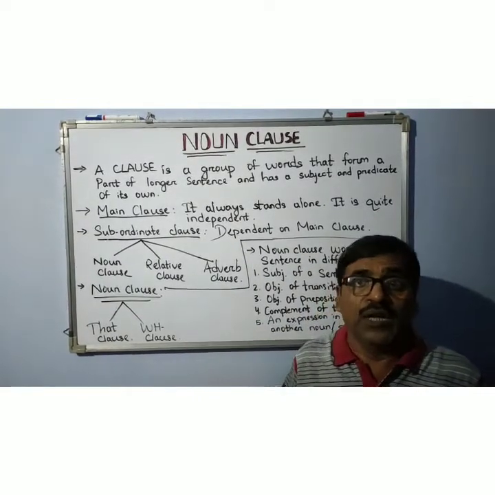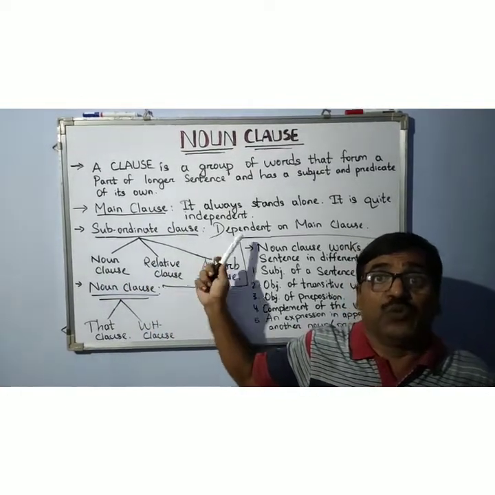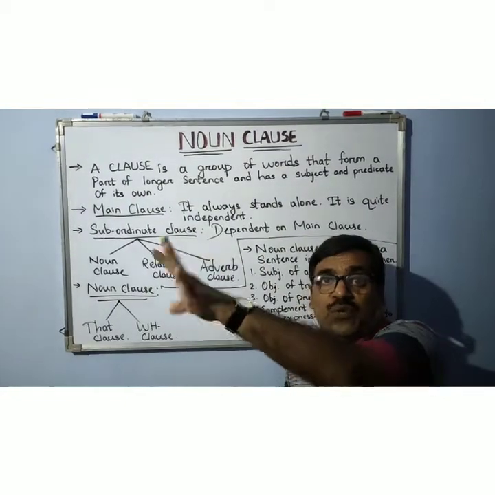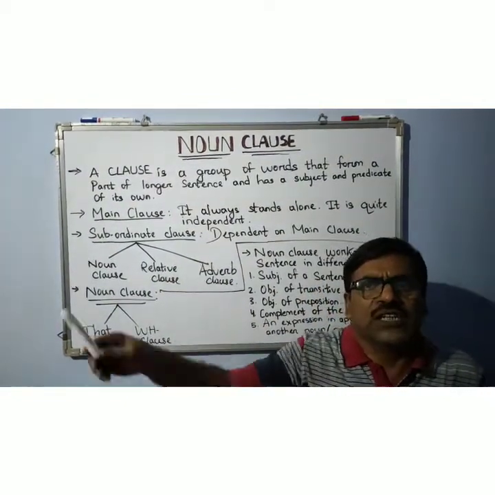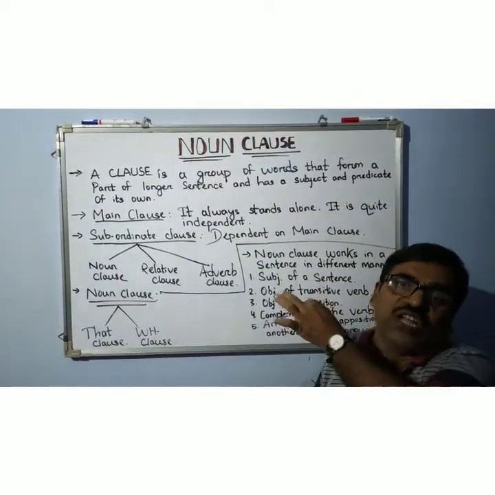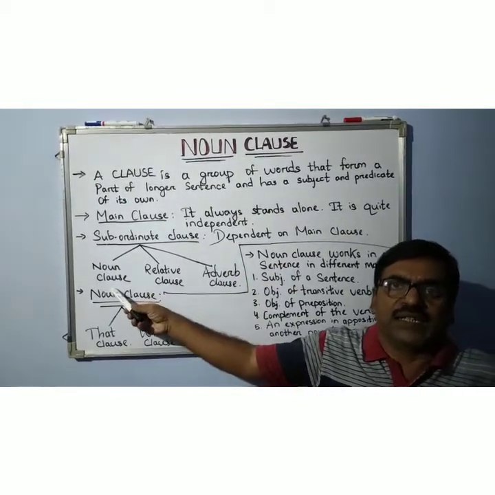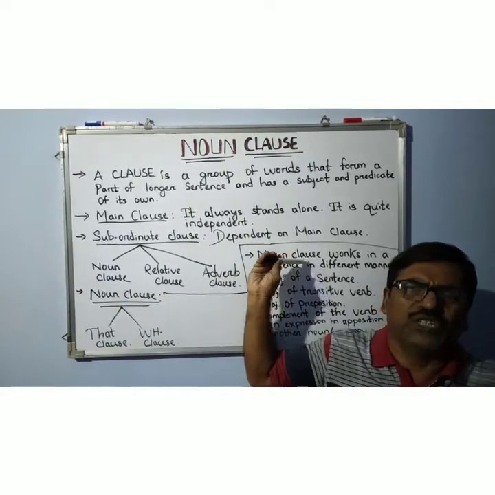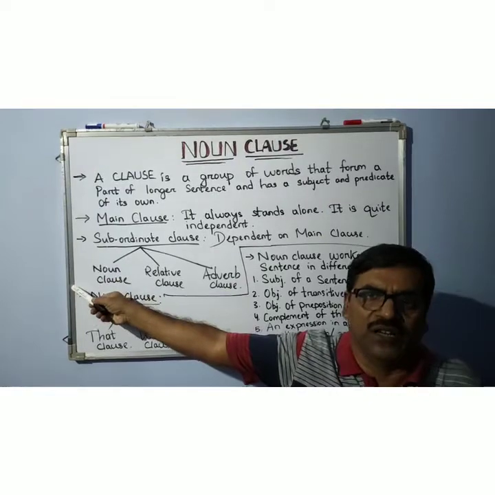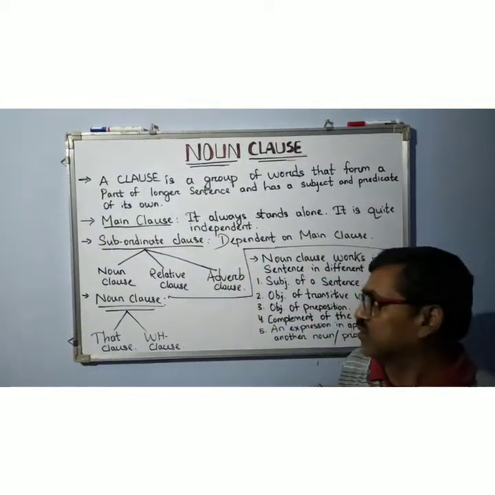For example, the teacher said that the earth moves around the sun. So what is the main clause? The teacher said, it is the main clause. That the earth moves around the sun, it is the subordinate clause, because that the earth moves around the sun depends on what the teacher said.